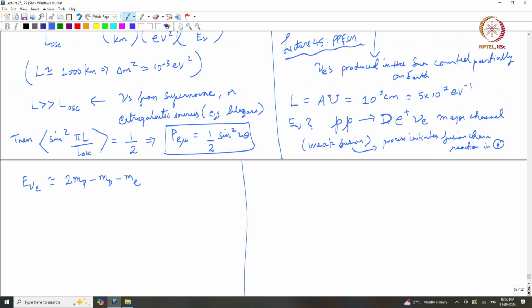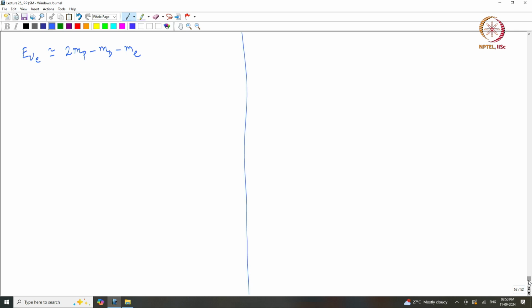Right. So, I just have this. I am going to assume that the deuterium and the positron are roughly at rest for the energies that we are considering here. So, it is just a rough estimate, okay, but a pretty good estimate, and that turns out to be 2 times 938.3, this is all in MeV, minus 1875 minus 0.5 MeV. You can easily check this is about 1 MeV.